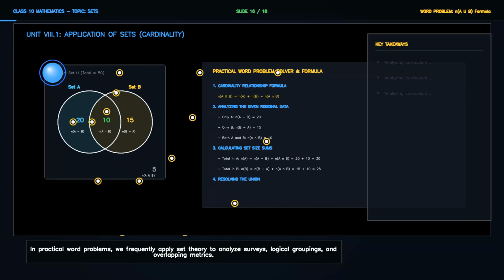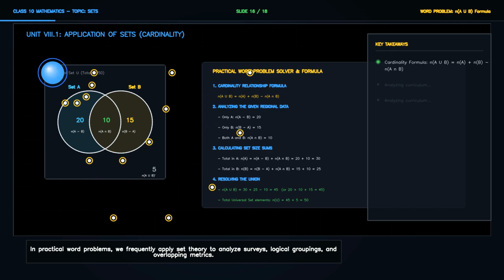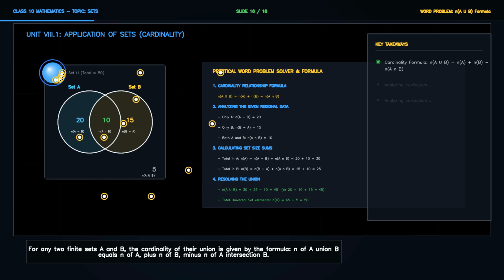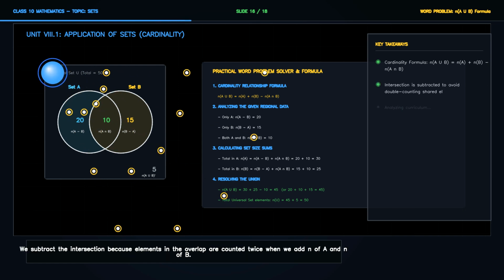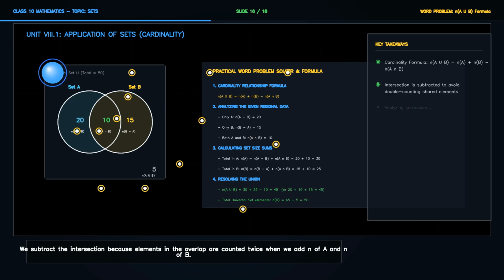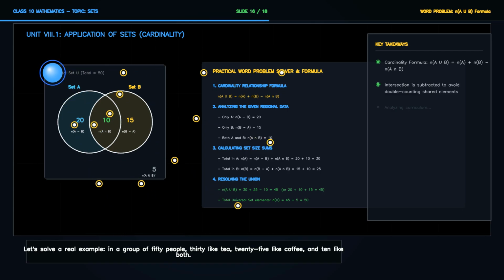In practical word problems, we frequently apply set theory to analyze surveys, logical groupings, and overlapping metrics. For any two finite sets A and B, the cardinality of their union is given by the formula n(A union B) equals n(A) plus n(B) minus n(A intersection B). We subtract the intersection because elements in the overlap are counted twice when we add n(A) and n(B). Let's solve a real example.